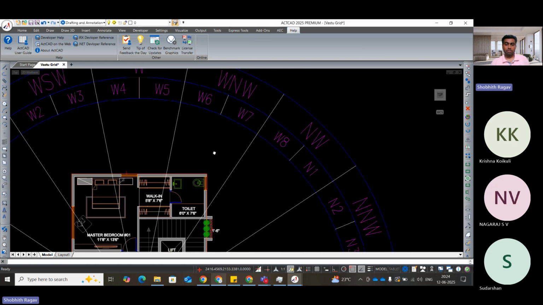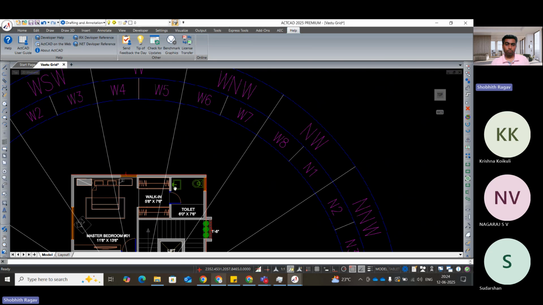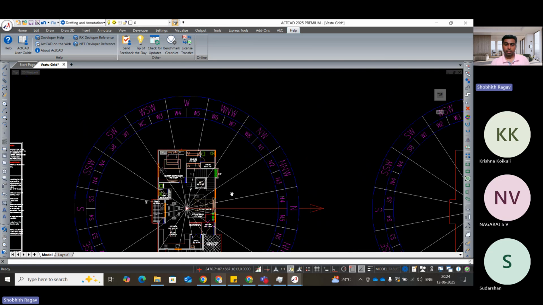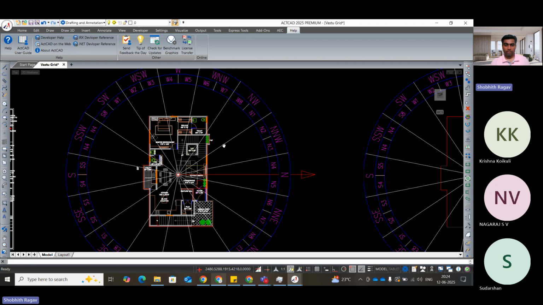So earlier, actually, it was somewhere this side. So I just suggested him to flip it. So based on that, that location, they have changed. So this is, then we have mapped the toilet.